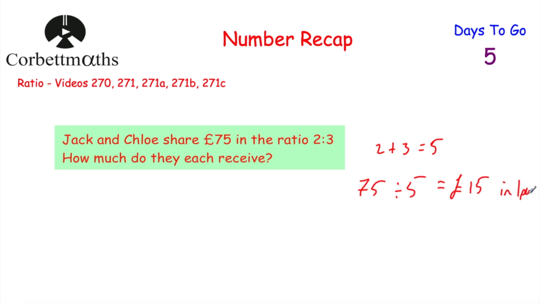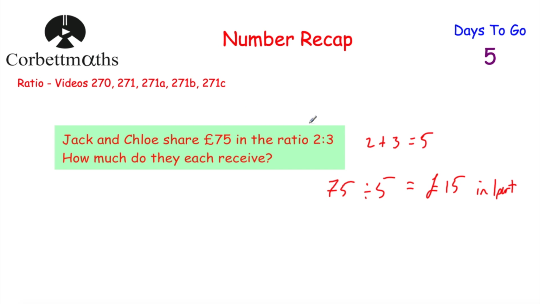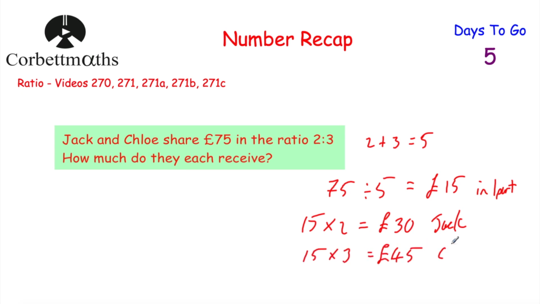Now if we have a look, Jack gets 2 parts, so we take the £15 and we multiply by 2, and that tells how much Jack gets, which would be equal to £30. That's for Jack. And in terms of Chloe, she gets 3 parts. We take the £15 and we multiply by 3. And 15 multiplied by 3 is equal to £45. So that means that Chloe gets £45.